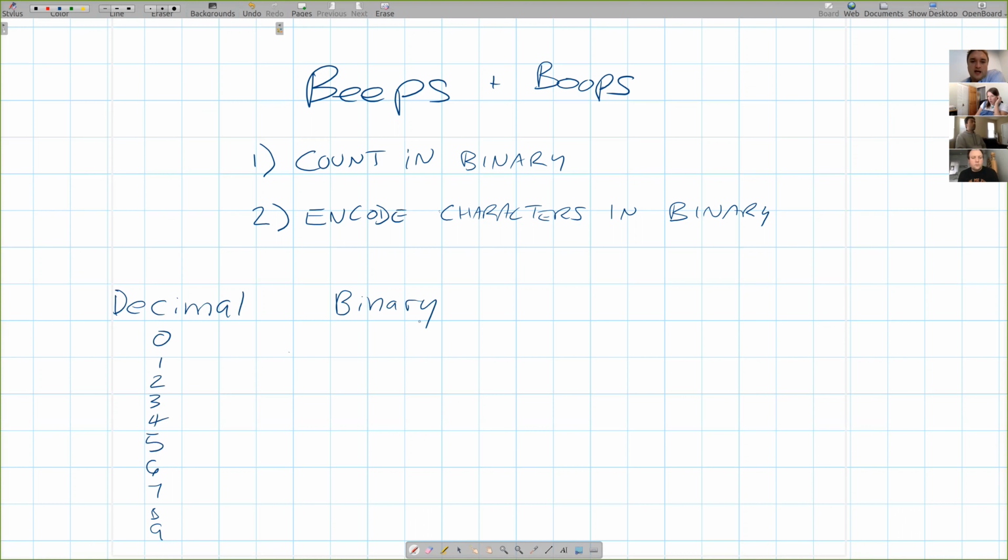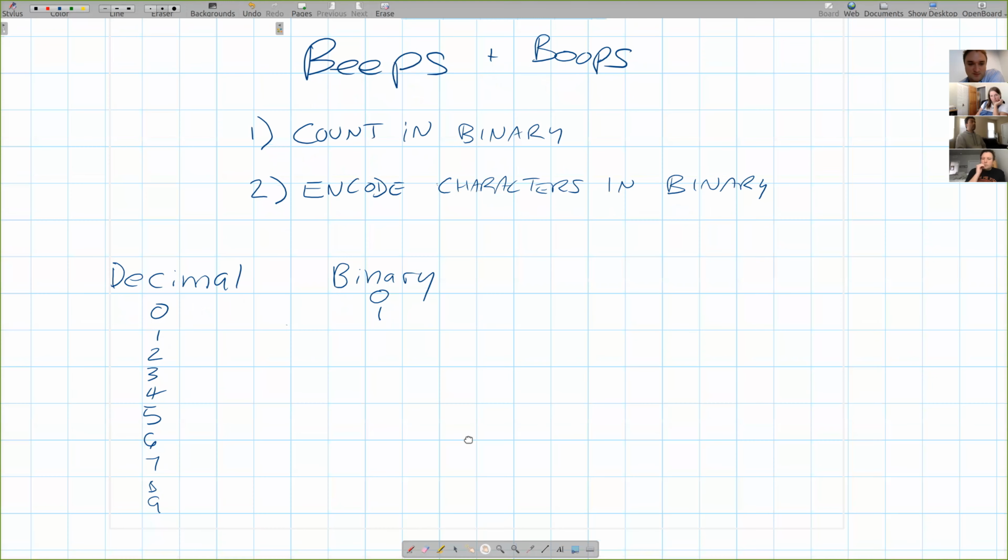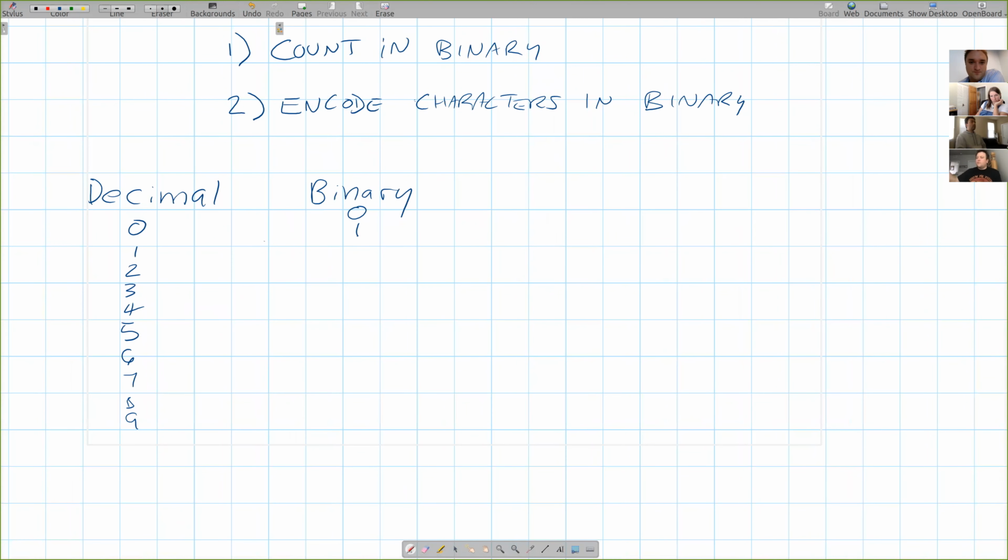We can also have more. Can anybody think of a counting system that we have used kind of extensively in this program that has more than 10 values in it? Hexadecimal. What's hexadecimal? It has 16. Yep. So hex has our 10 decimal characters, as well as A, B, C, D, E, F. That's hexadecimal.